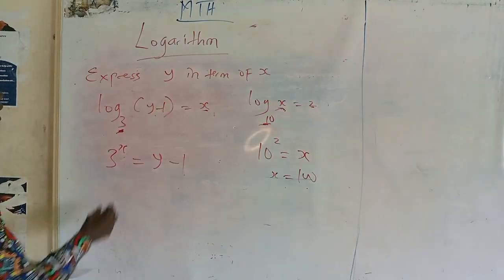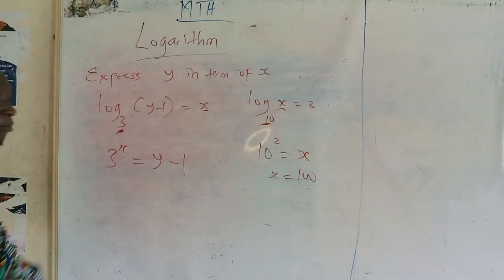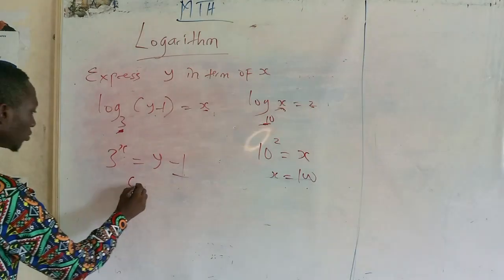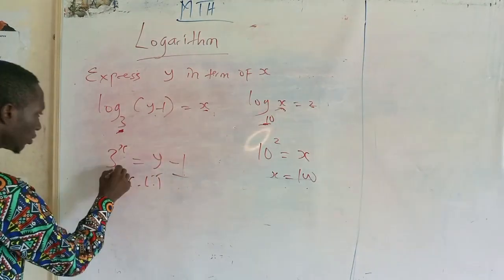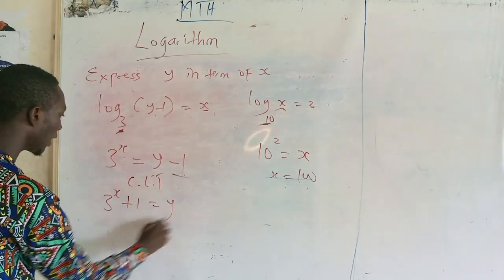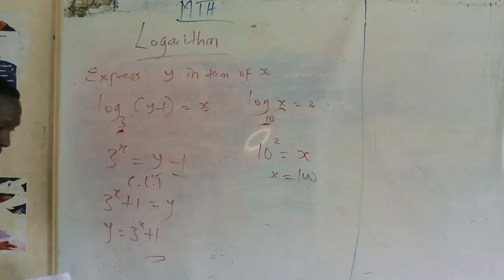Very easy. So now we have to express y in terms of x. What does that mean? Make y the subject of the formula. Collect like terms, so CLT. You bring the minus 1 to this place, it becomes plus 1 equals y. So therefore my y equals 3 raised to the power x plus 1, and that's my answer.